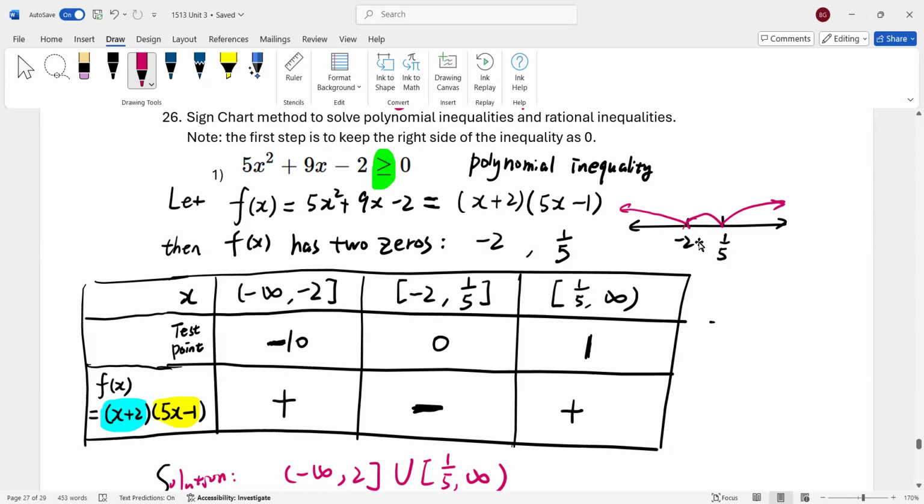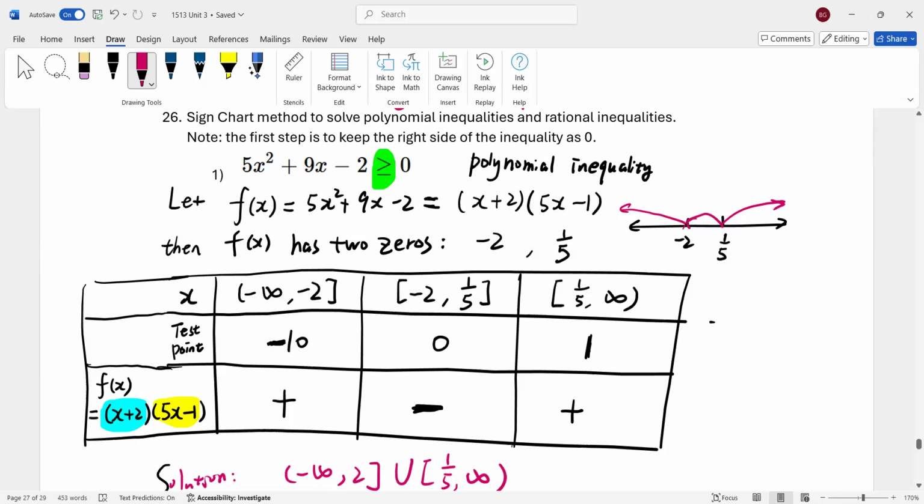And the 2 zeros separate the whole domain, negative infinity to positive infinity, into 3 parts, 3 intervals. And so that gives us the first row of the chart. The first row is the 3 intervals, and that's where x is going to be, right? Would the independent variable x be in this interval or this one or this one?